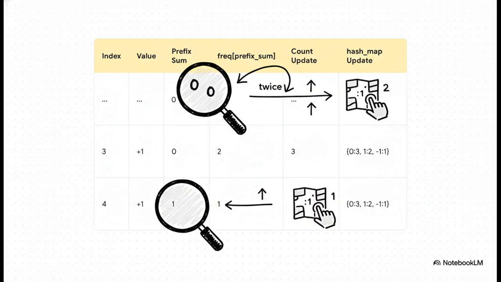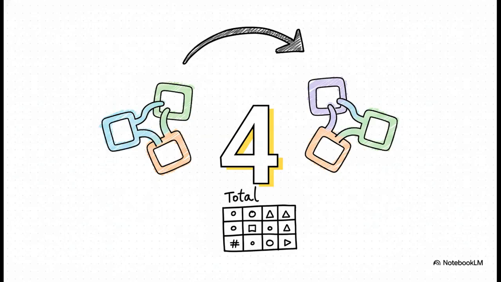And then at the very last element, our sum becomes 1. We check the map, see we've encountered a sum of 1 once before, so we add 1 to our final count. And boom, there it is. The final total is 4. There are 4 balanced subarrays, and our algorithm found every single one in just one pass.